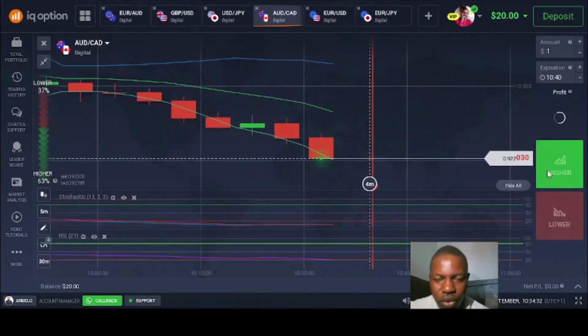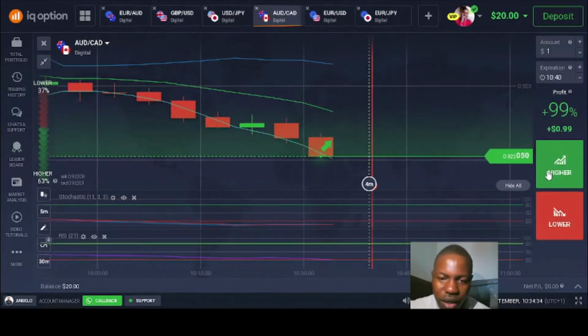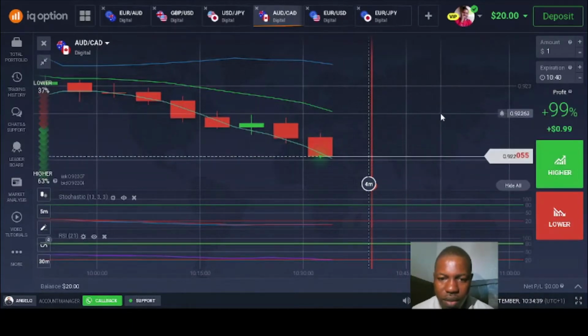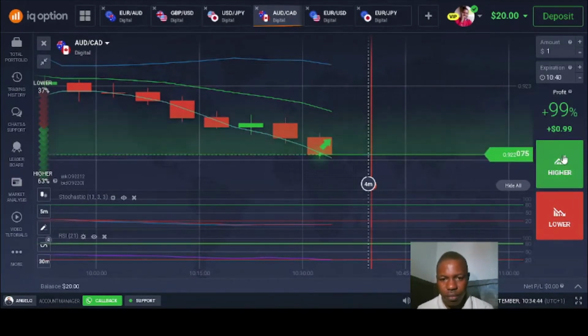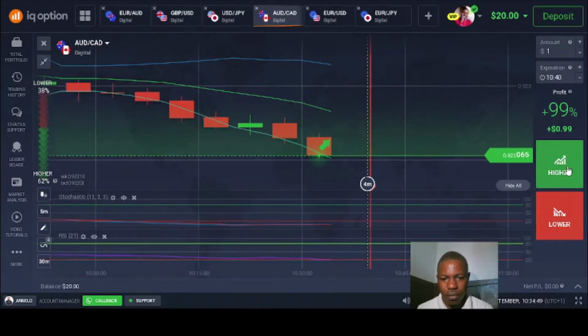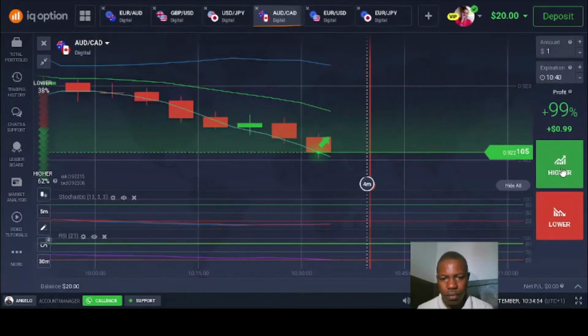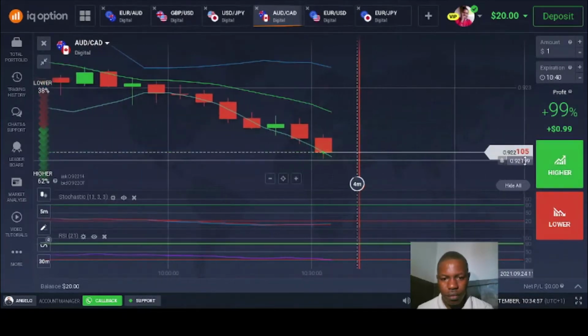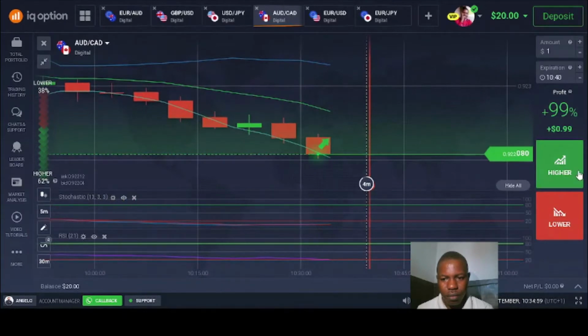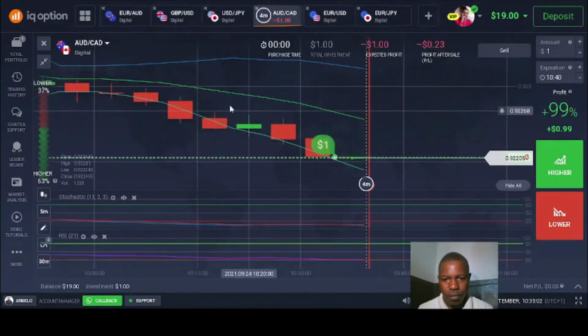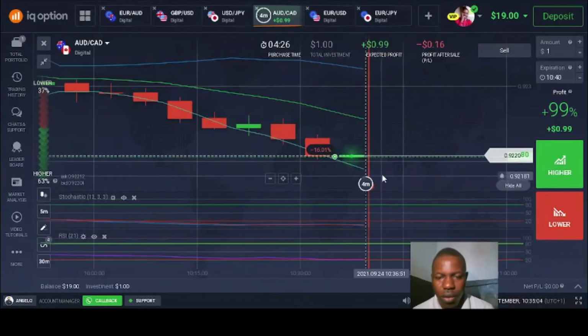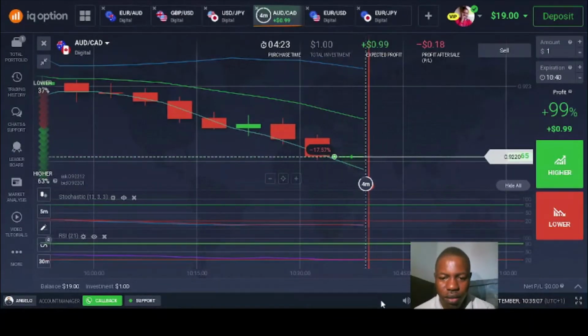So right now we're trading with $1 as the first trade. According to our Excel sheet, I'll place $1. So I just take a trade with $1.